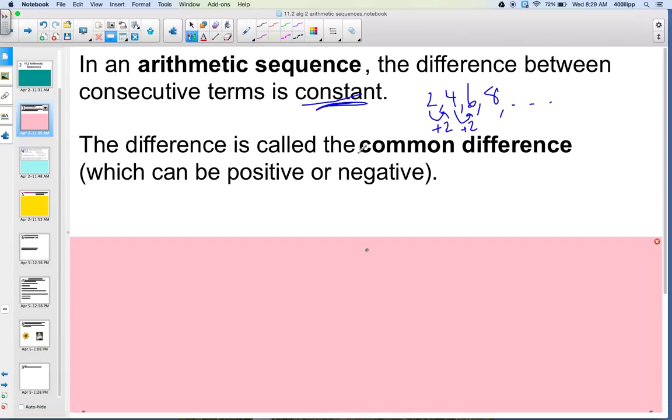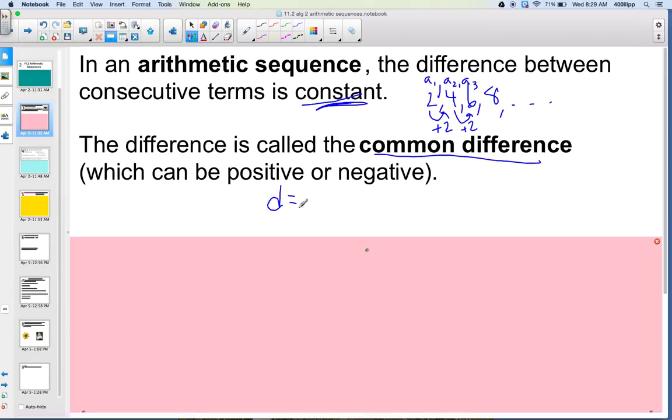So this difference is called the common difference, and we're going to use the variable d for the common difference. To find the common difference, for ones like this it's pretty straightforward. You're adding 2 each time. But the other way you can look at it is, we know that this is the first term here, and we write that as a sub 1. And this is the second term here, which we write as a sub 2, and the next one is a sub 3.